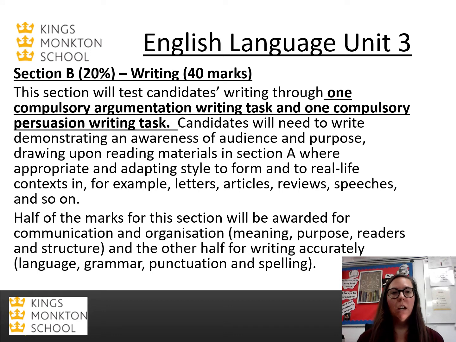Section B of Unit 3, English Language. Again, worth 20%. It is the writing part of the exam, and it is worth 40 marks. Now, this will test candidates' writing through one compulsory argumentation writing task and one compulsory persuasion writing task. Now that is the difference between the Unit 2 and the Unit 3 exam. In Unit 2, you only need to complete one extended writing task. However, in Unit 3, you need to complete 2.